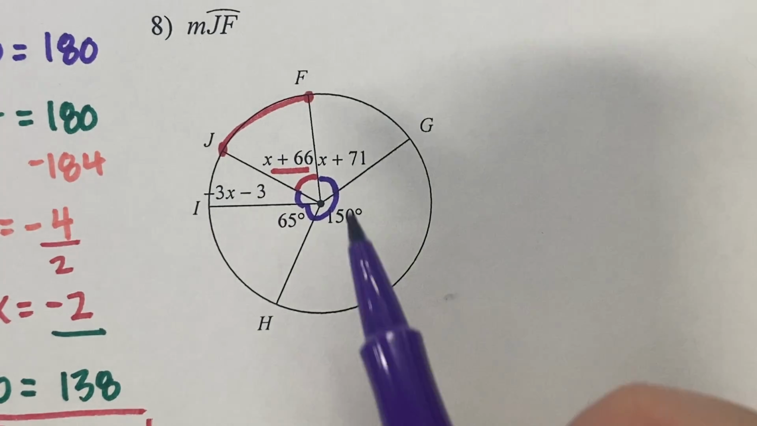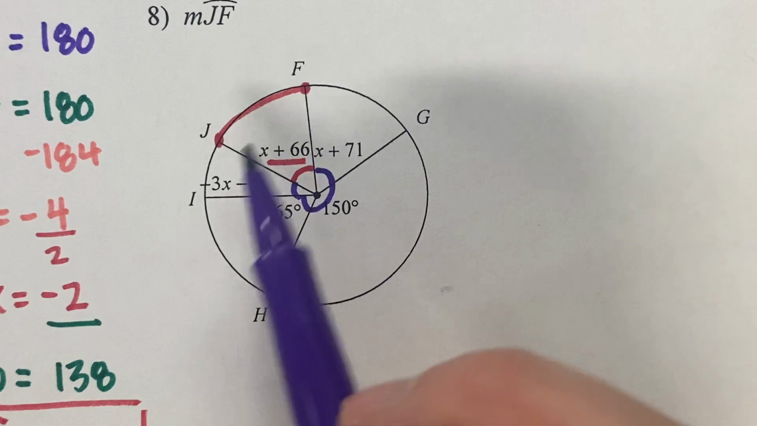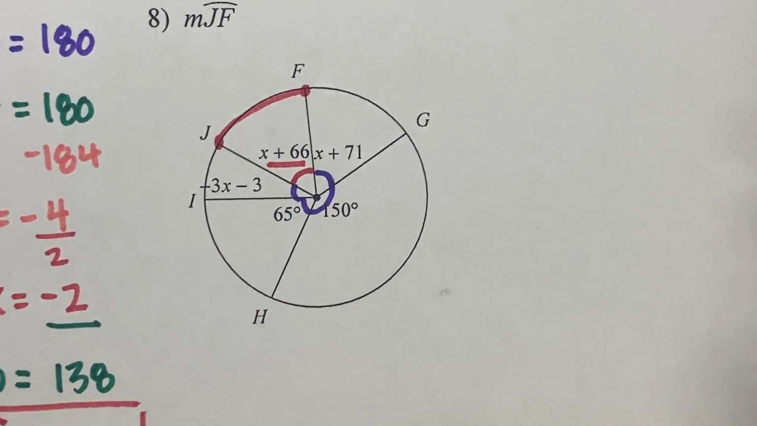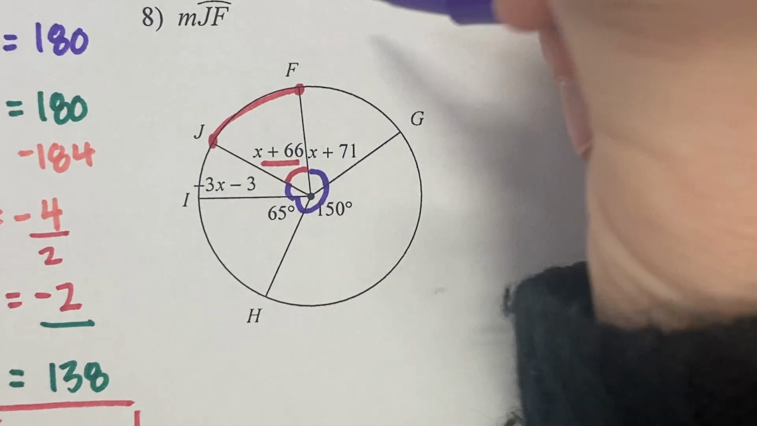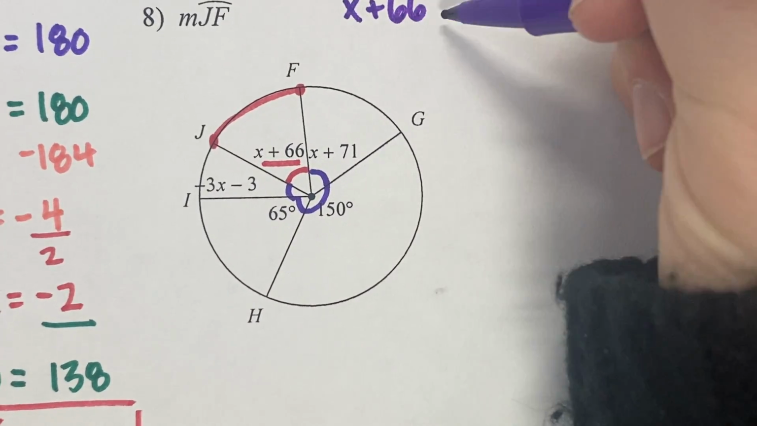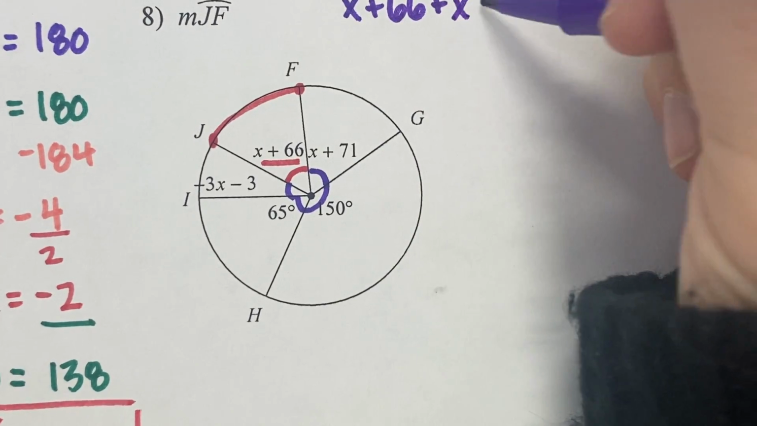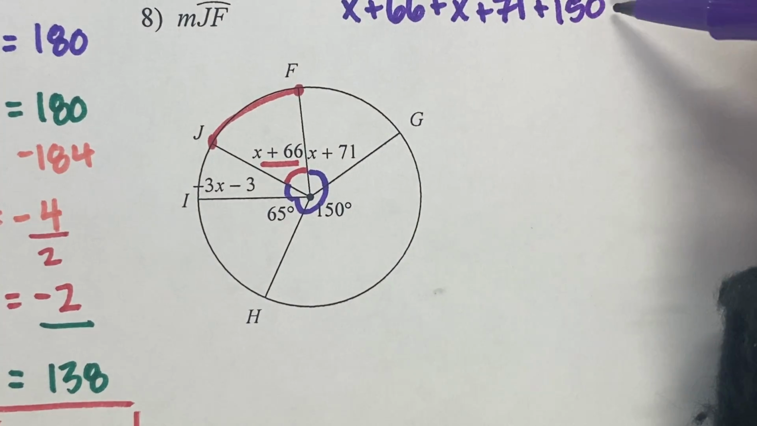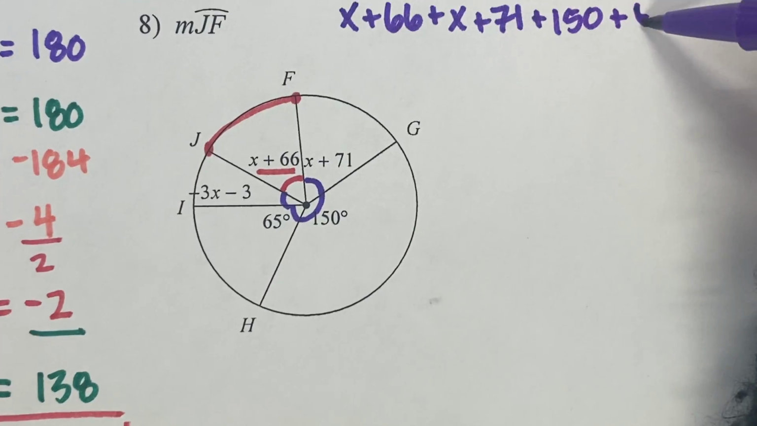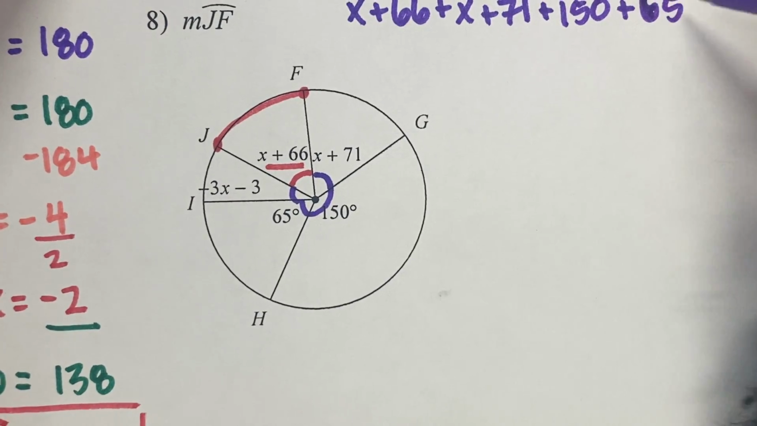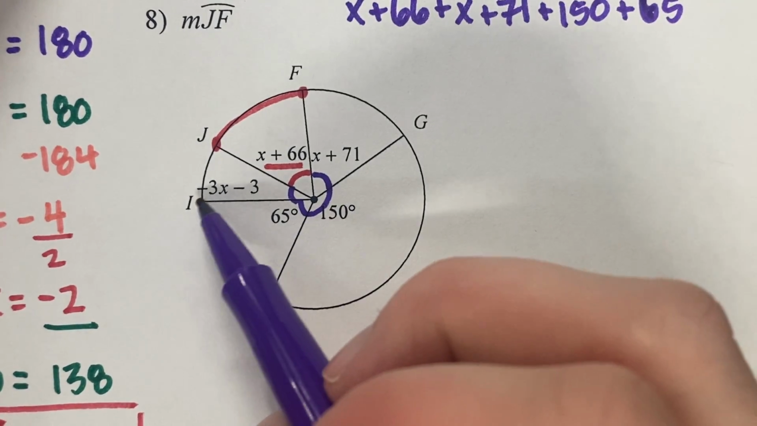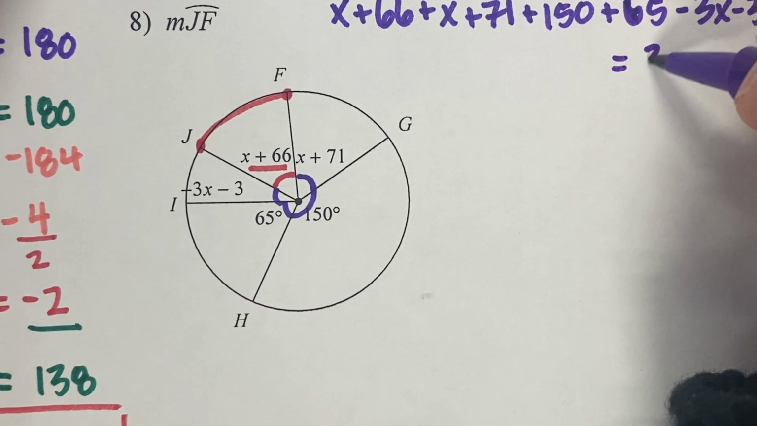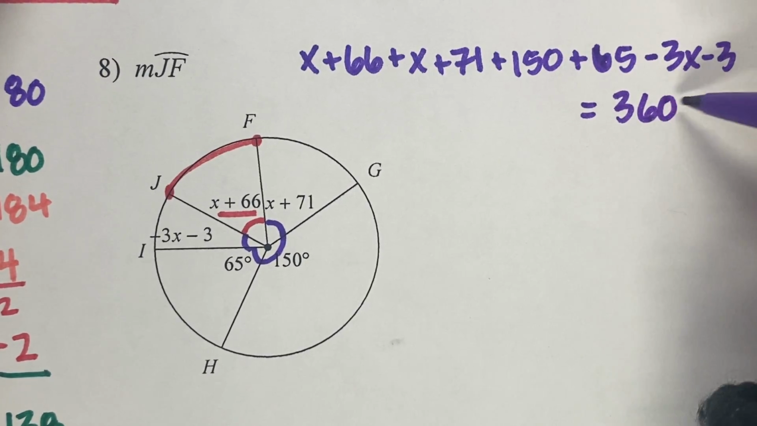Okay, so what we're going to do to first find x so that we can plug it back in is to add all of these up, set it equal to 360, and solve. Okay, so let's do that. Let's just start with our red one. So I have x plus 66 plus my next one, x plus 71 plus 150 plus 65. And then this starts with a negative, so technically minus 3x minus 3, and it all equals 360.